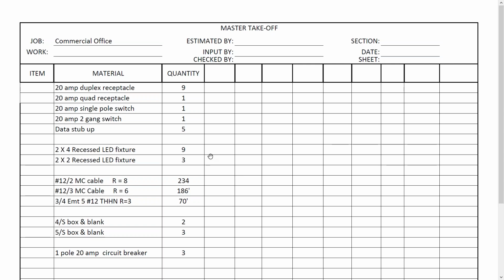I want you to notice that I listed on here 3/4 inch EMT with 5 number 12s and 70 feet. Notice that I didn't put in couplings, connectors, supports, or total footage of wire. I'm going to show you again how it makes the process of estimating really fast using the tools in Red Rhino. You don't have to count everything. Show you what I mean.